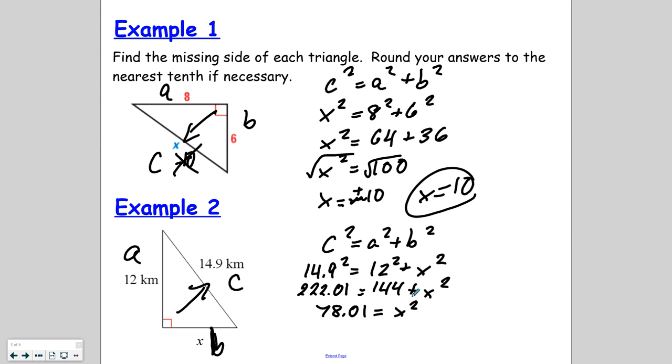Now let's take the square root. We want to take the square root to get x by itself. Once again, like we said, algebraically speaking, we'd get two solutions, one positive and one negative. But in the context of the problem, that distance is not going to be negative. So we've got 8.83.